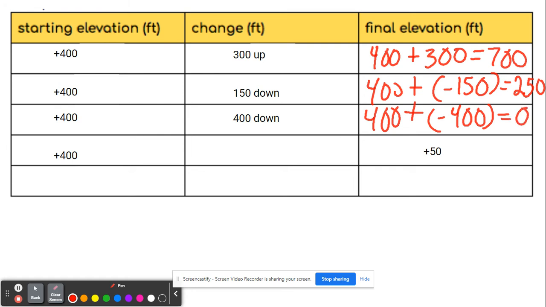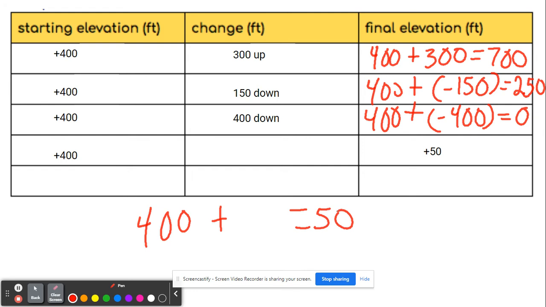Now the next one's kind of tricky. The next one gives us the starting number. We know it's going to be addition, but it also gives us our final answer of 50, a positive 50. So the question is, what goes in that gap? I want you to pause the video, see if you can figure out any strategies of what can go in there.